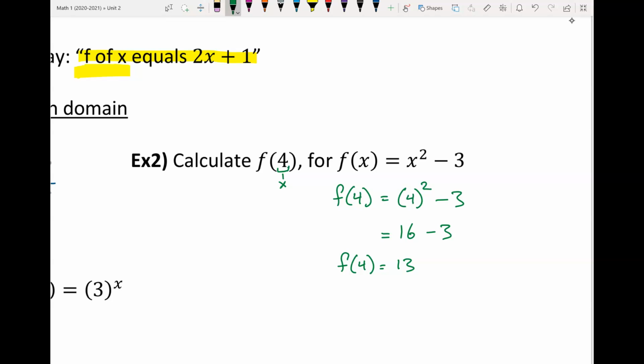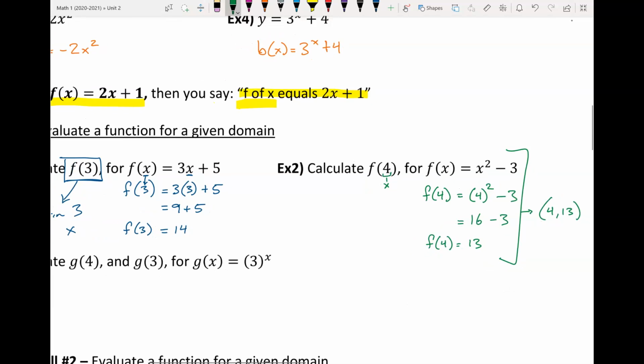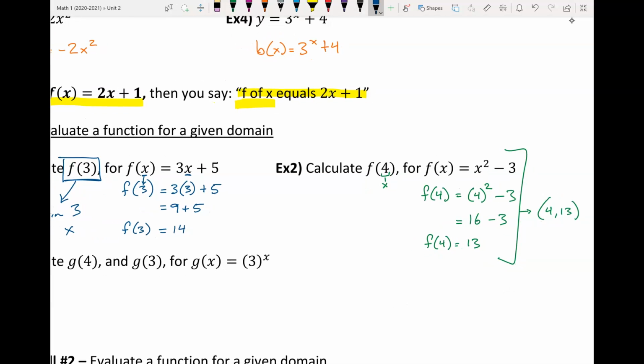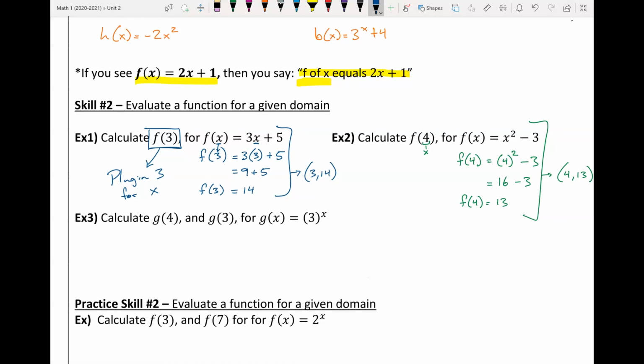Now, one thing I didn't do on the last one, but I can actually now write that as a point. So knowing that information, for that function my point would be (4, 13). And let's go ahead and do that on the last problem as well. So this would then tell me that we have a point (3, 14). Okay? All right, let's go ahead and do one more.